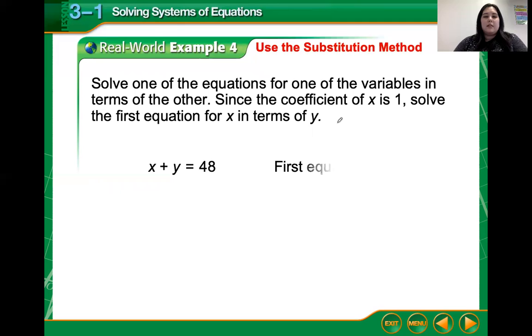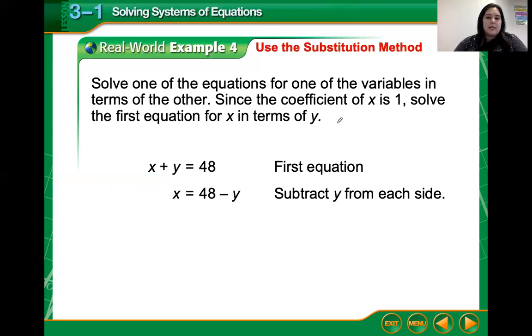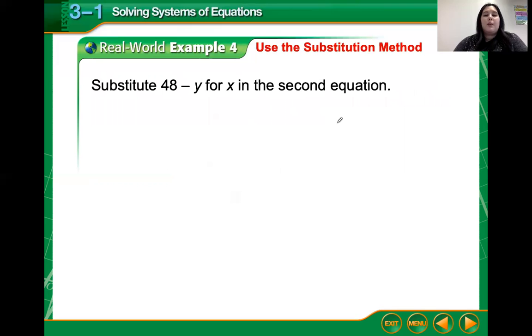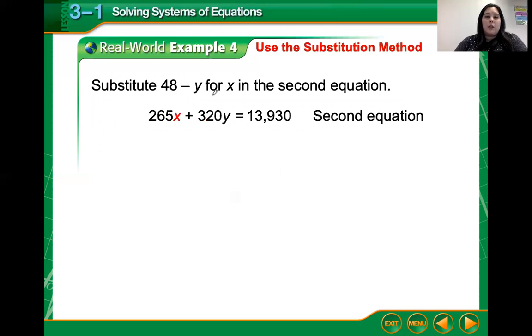So we're going to go ahead and solve. In this case, we're going to solve in terms of Y. So we're going to isolate Y and we're going to isolate X. So in terms of Y, X is 48 minus Y. So now I'm going to substitute 48 minus Y in for X on this second equation. So everywhere I see an X, I'm going to do 48 minus Y.